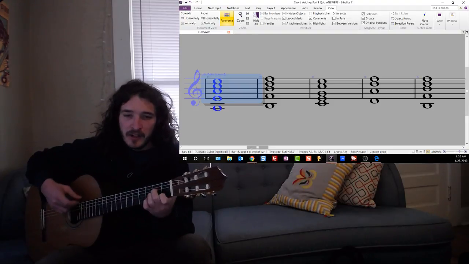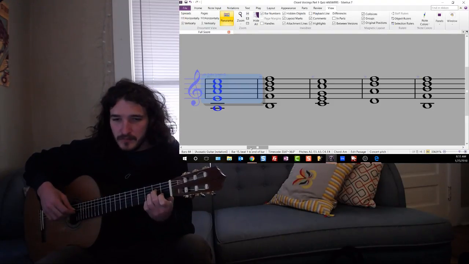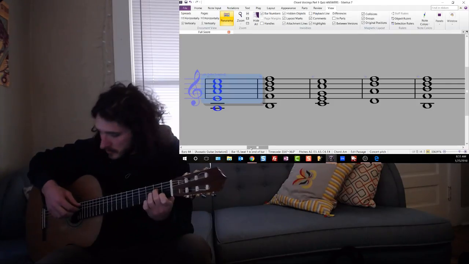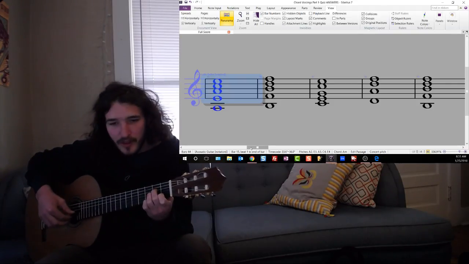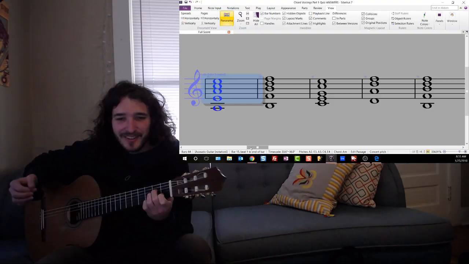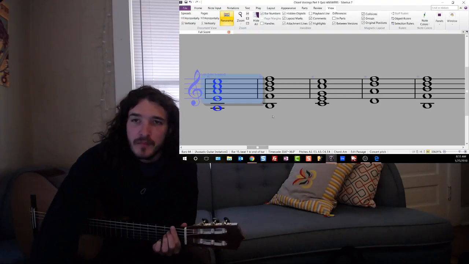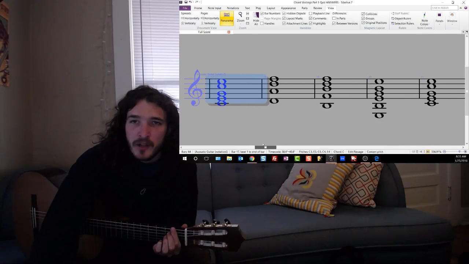We have A minor. This is chord voicing 2, which is 5th, 4th, 3rd, 3rd. So 5th, 4th, 3rd, 3rd. What do we have next? We're going to skip all the B chords for now.